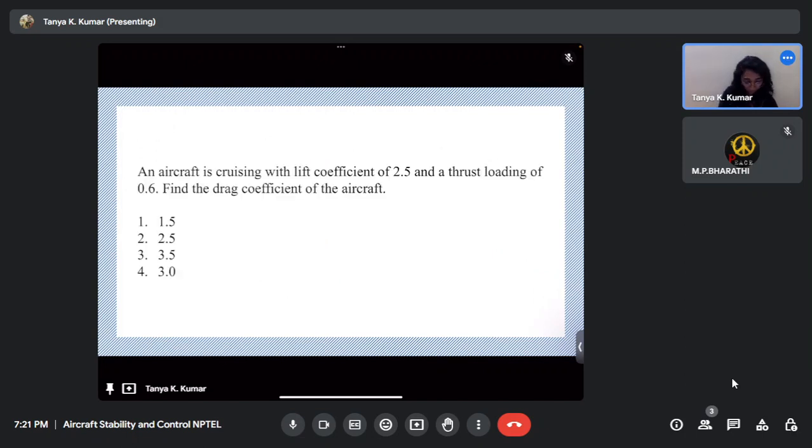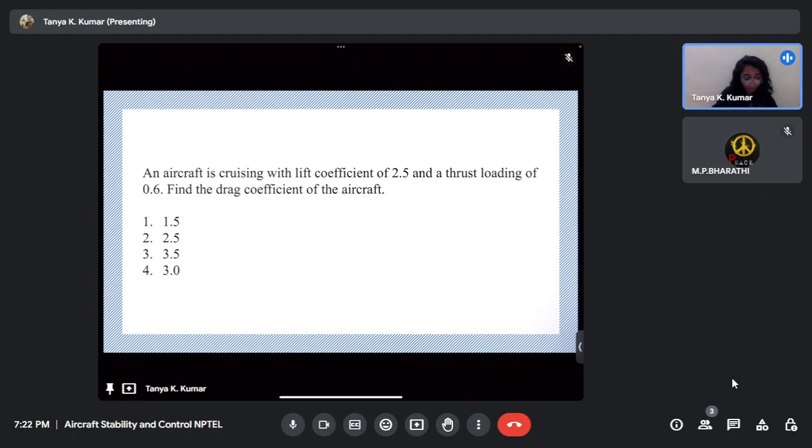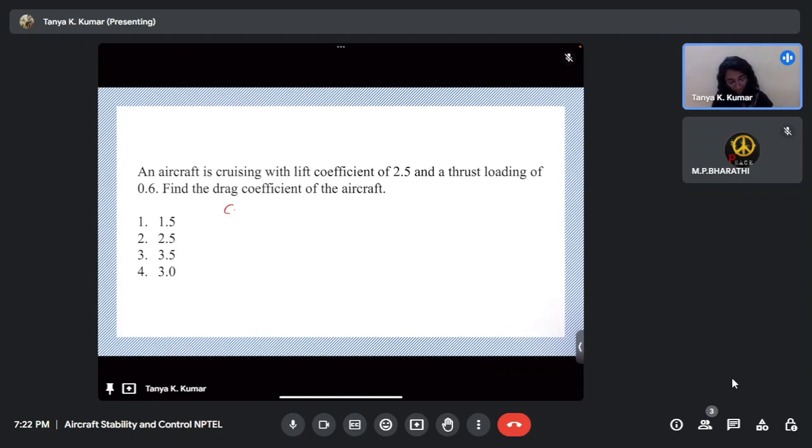Next, let's look at this question. An aircraft is cruising with a lift coefficient of 2.5. So CL is 2.5. Thrust loading of 0.6. So that is T by W, 0.6. Find the drag coefficient of the aircraft. They've asked you to find CD. Let's take a minute or two to try doing this on your own, and then we can do it together. This is fairly simple. It's from the concepts of week 6, but we are also seeing this in the initial couple of weeks.